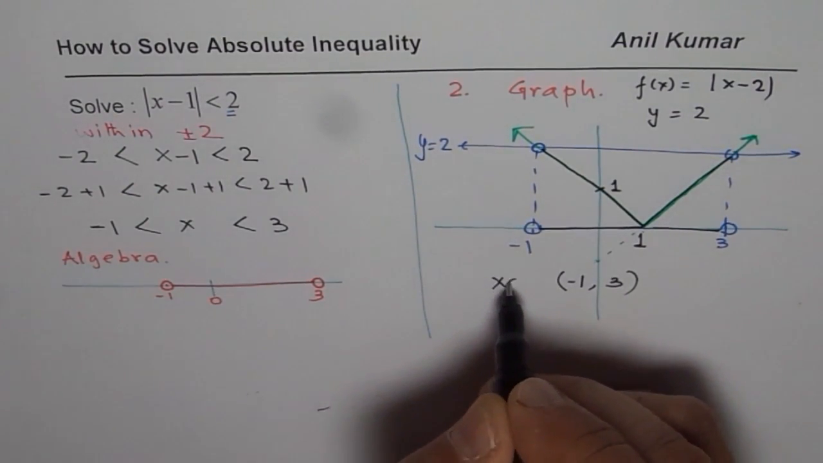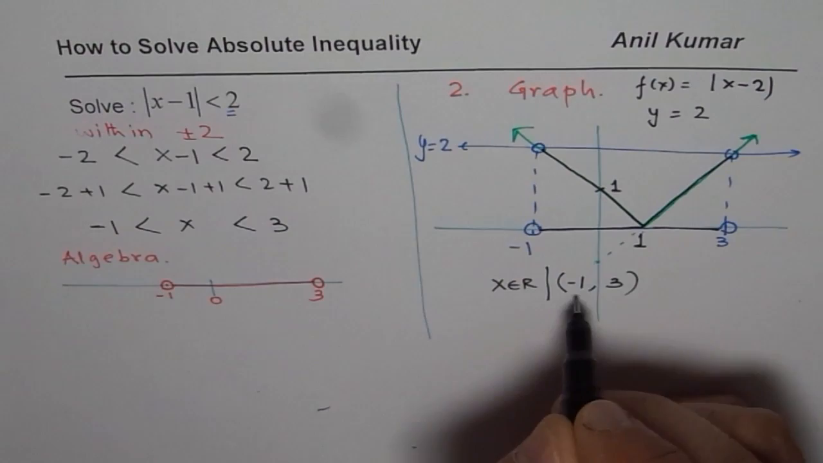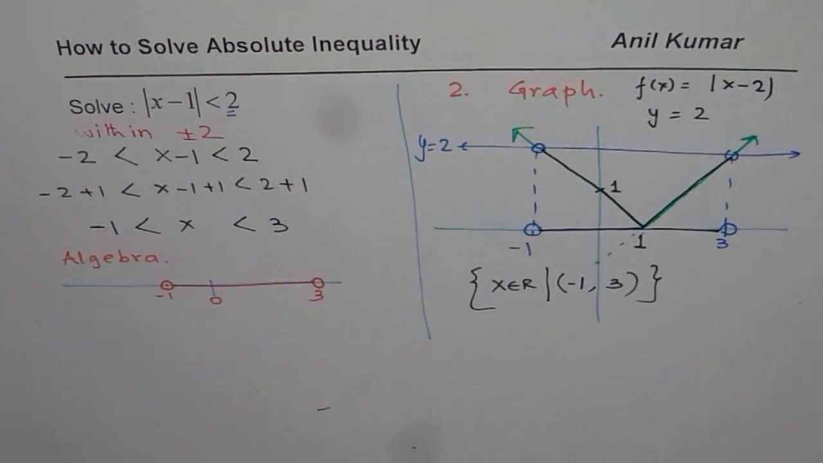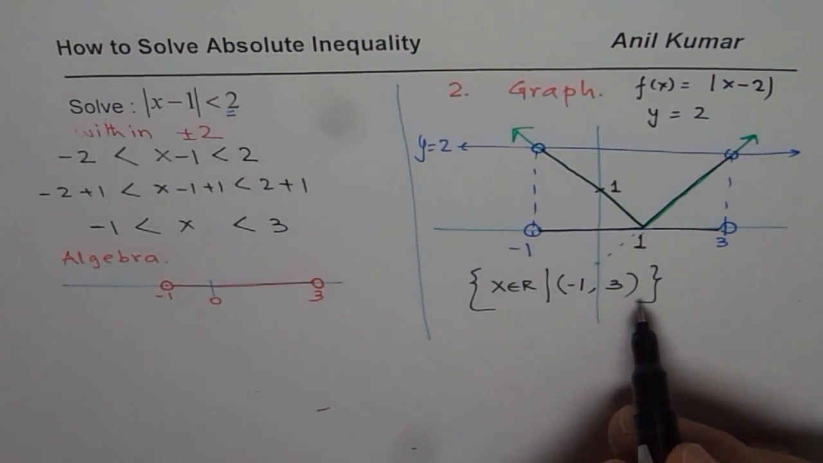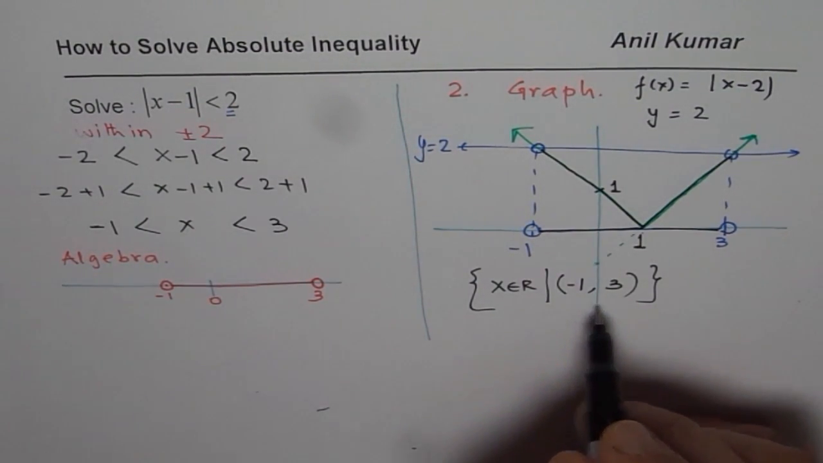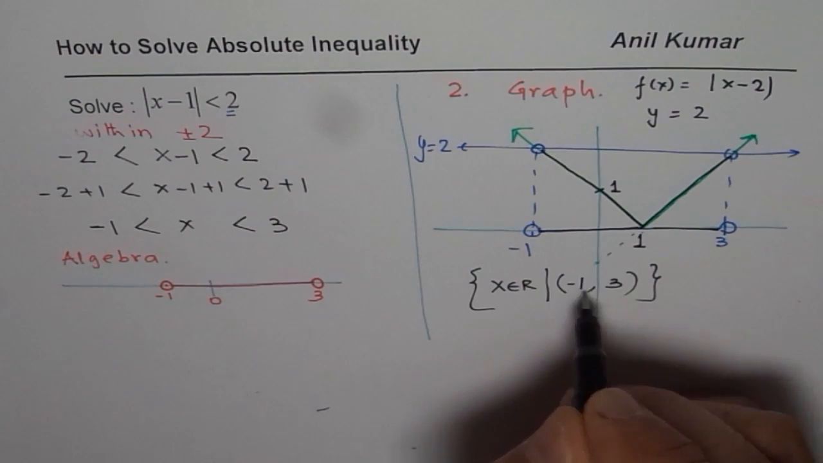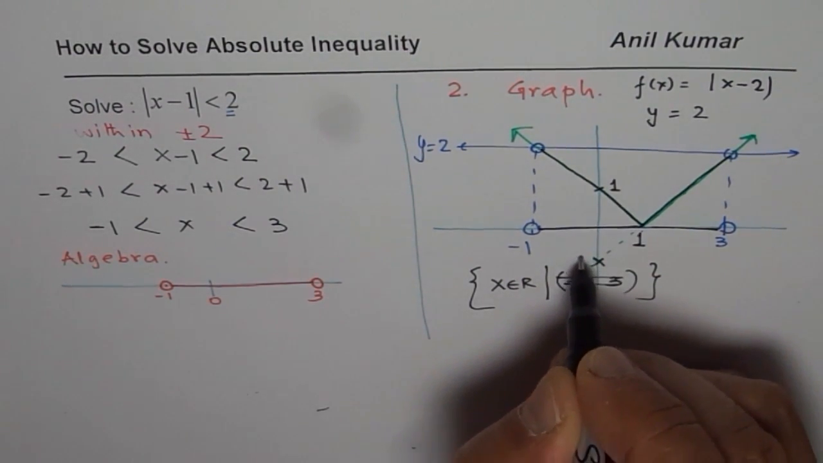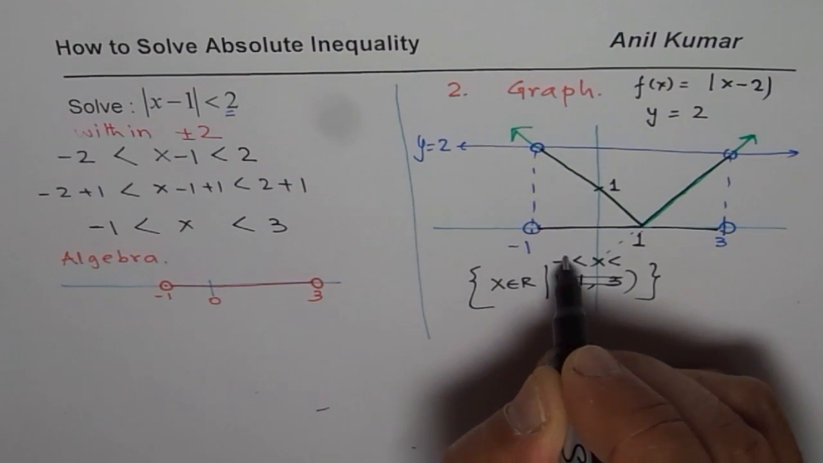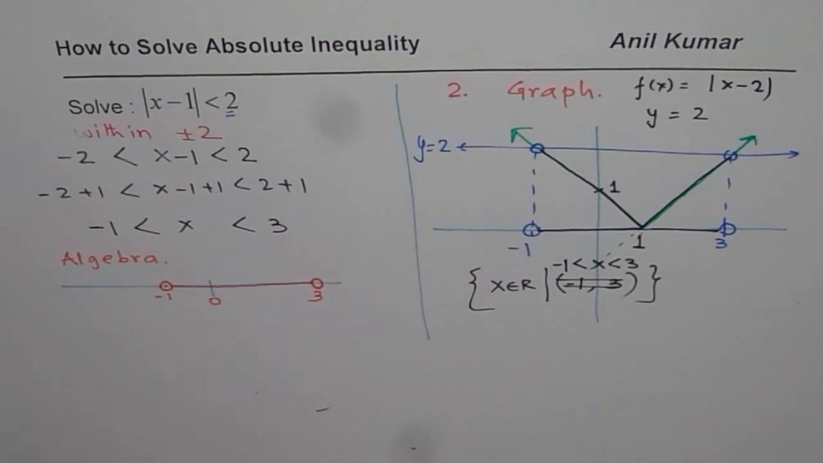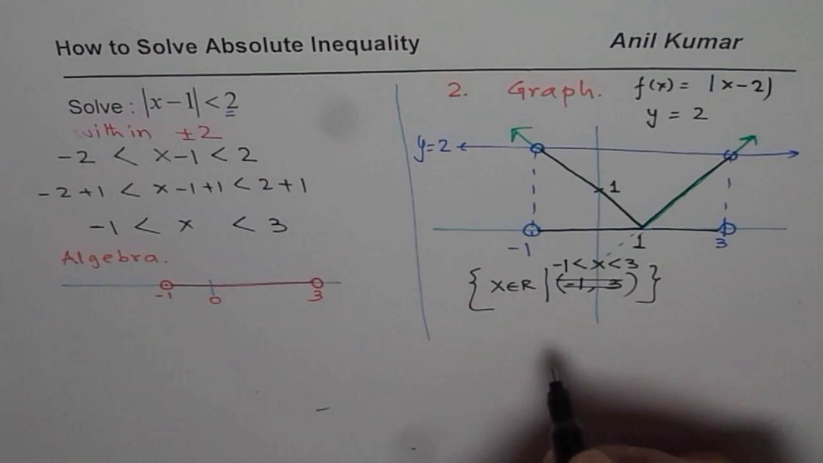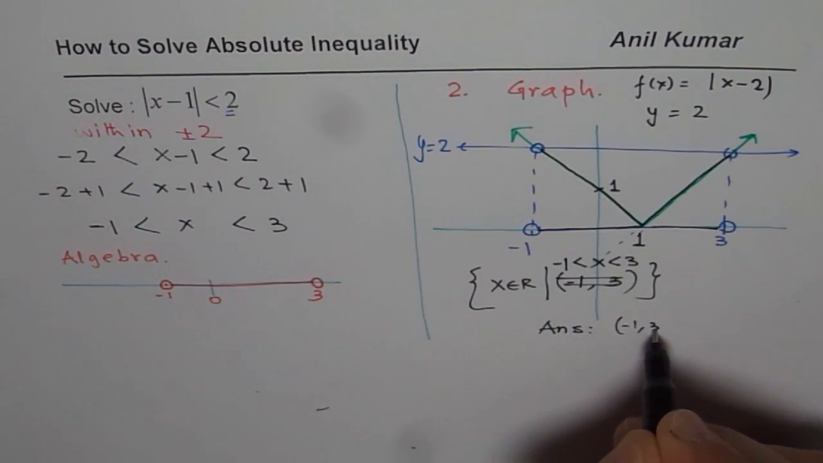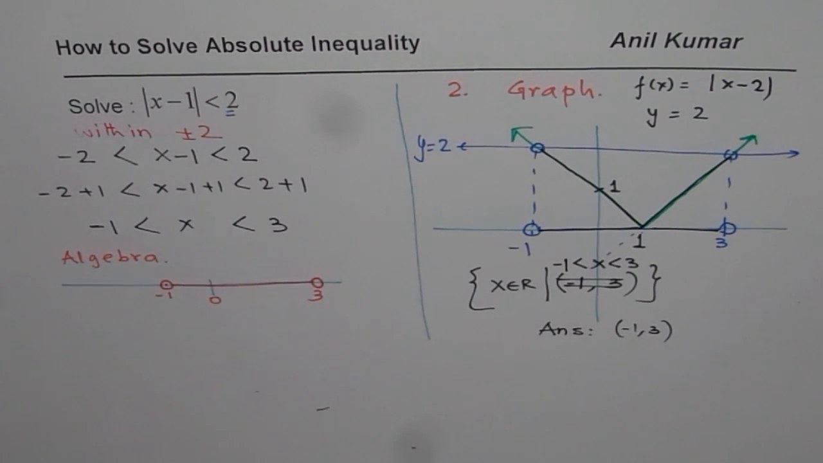So we say x belongs to real numbers where it is between -1 and 3, right? And that becomes your solution, right? So that is the way you could write. Instead of writing like this, I'll prefer to write this as x is greater than -1 and less than 3. Well, in interval notation, you could write (-1, 3) also as a solution. That is a different story, right?